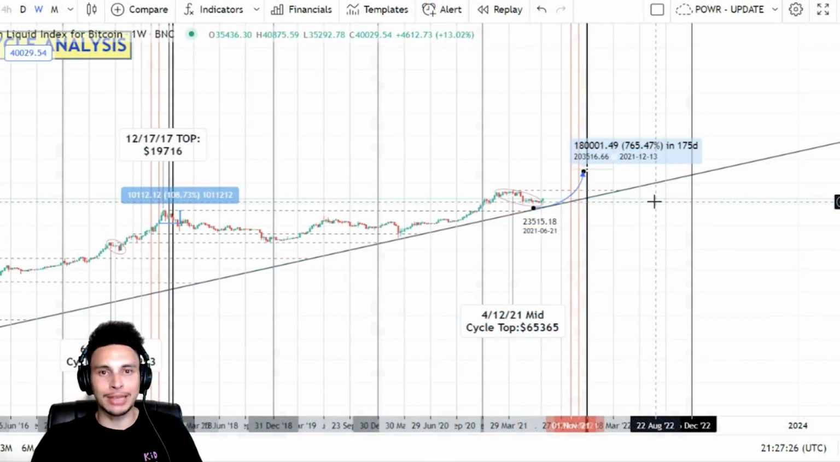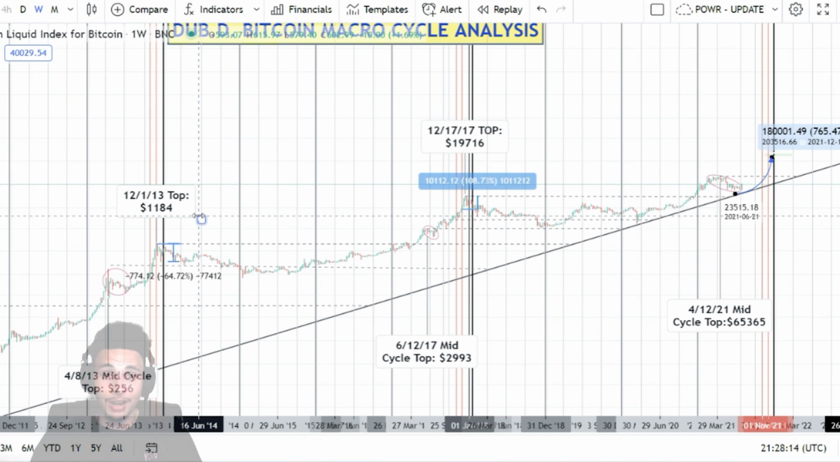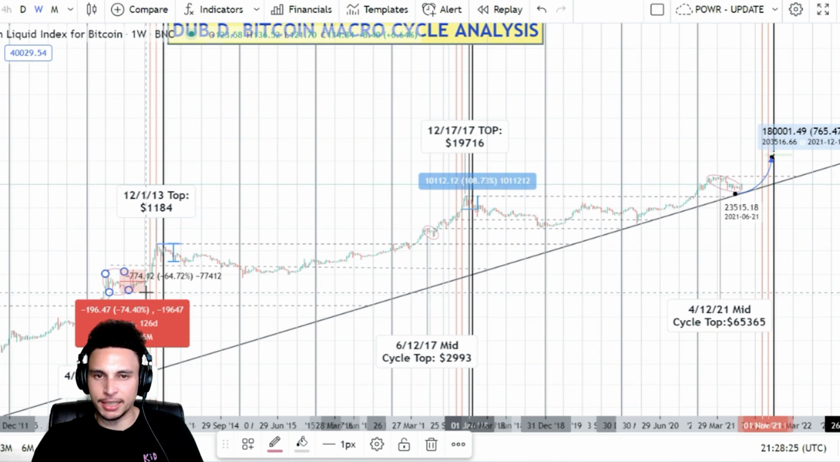And the reason I bring up 2013 is because this current bull run in 2021 looks a lot more similar to what occurred in 2013. In 2013, we had a mid-cycle top at about $256, and that occurred on April 8th. Bitcoin's price then proceeded to take a dump on the sidewalk, dropping about 74%.